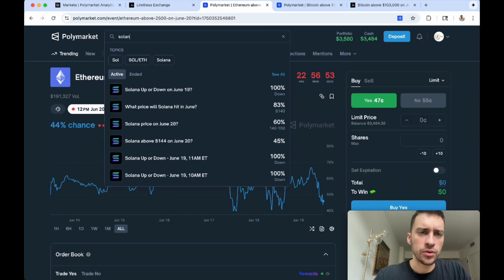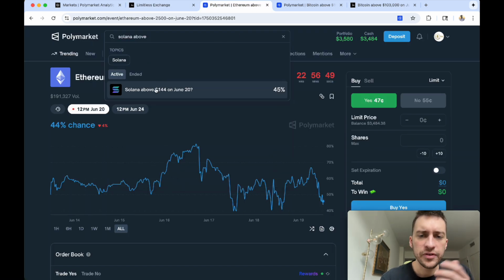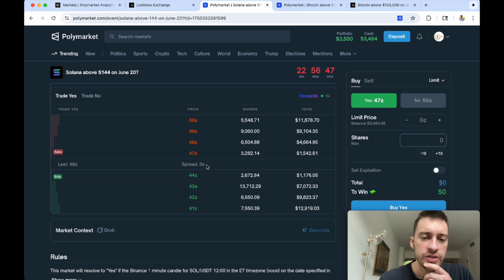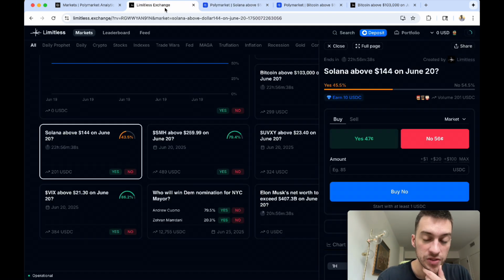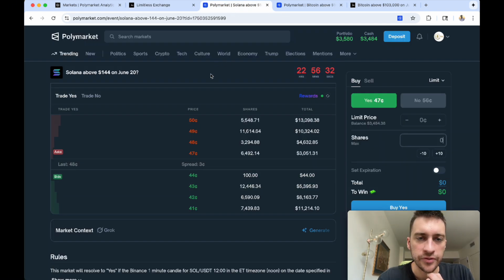The Solana, what is it? Solana, like above 144. Perfect. Same market right here. Easy. So you can see we can buy, you know, 40, 43, 47. With Polymarket, by the way, you can probably put limit orders in between these and probably get filled anyway, if you're curious. But yeah, you could buy no here. Buying no at 56, you'd have to buy lower than 44 to make profit.